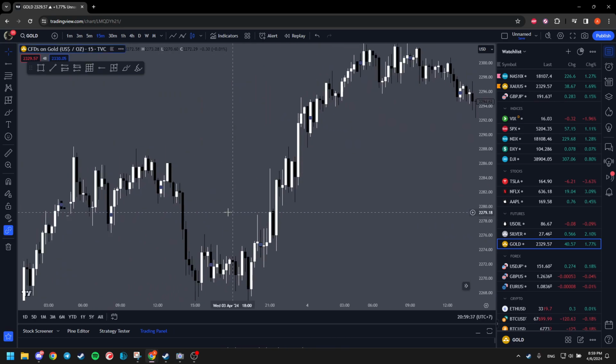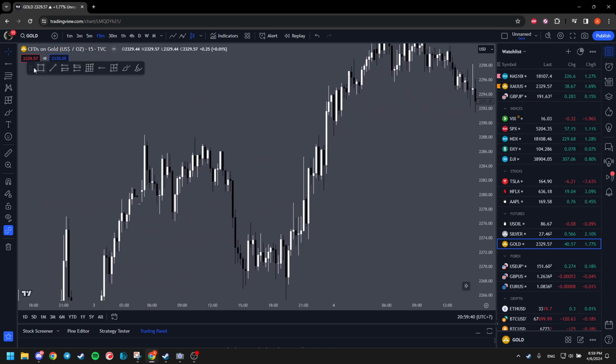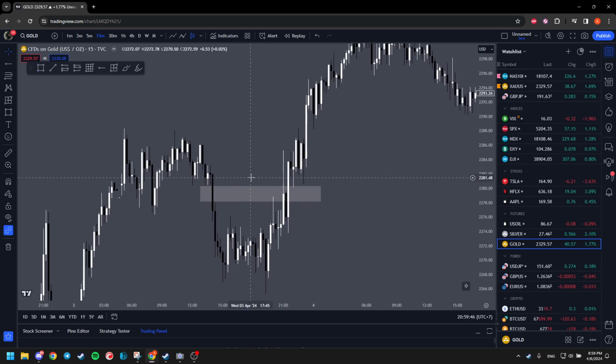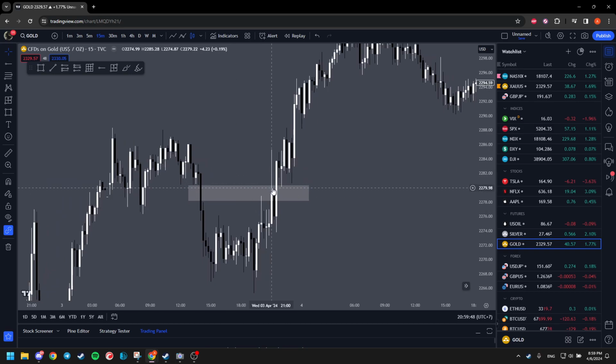This is liquidity to the downside, but you can't really use this because why? You're trading against the trend, so why would you enter a sell here, right? But it's just an example. Look, it touches the area, went back down, and it goes back up.